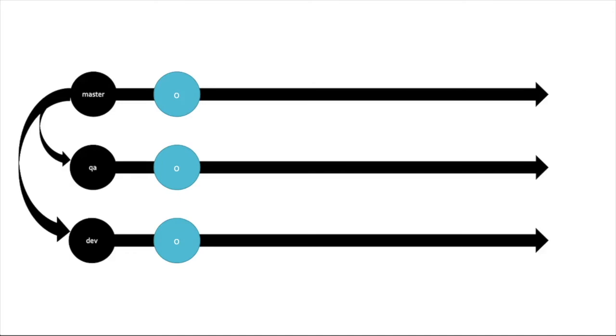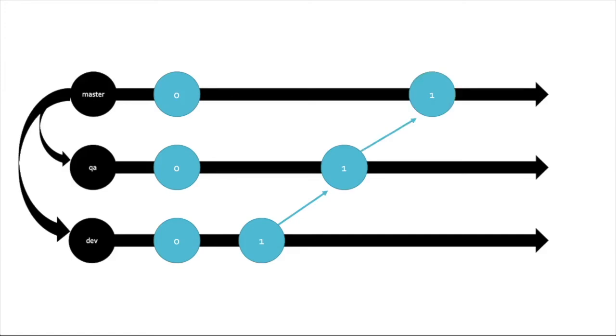We start with 3 branches, all pointing to the same commit 0. Remember, a branch is just a pointer to a specific commit. The black arrows on the left show a logical hierarchy of how we think of our branches. On the dev branch, we make some changes and commit it there. We can then merge that commit to QA so we can test it out, and then finally merge it into master or our production branch.